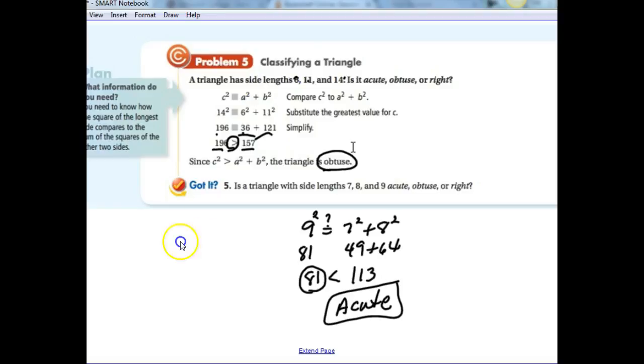Hope this was helpful. It's using the converse of the Pythagorean theorem.